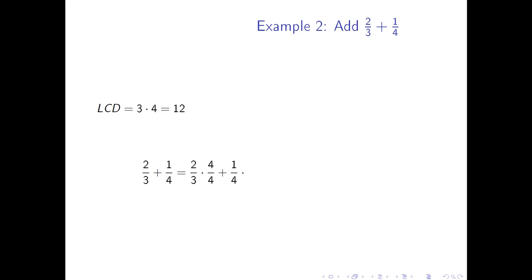Same thing with my second fraction, 1/4. 4 times what is going to give me 12? 3. So I multiply by 3 over 3. Now we go back to how we did multiplication. Pause the video and multiply this fraction and this fraction. Don't add anything. Just multiply the first two, and then the second two. Go ahead.